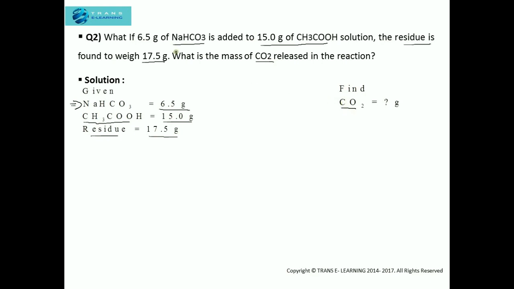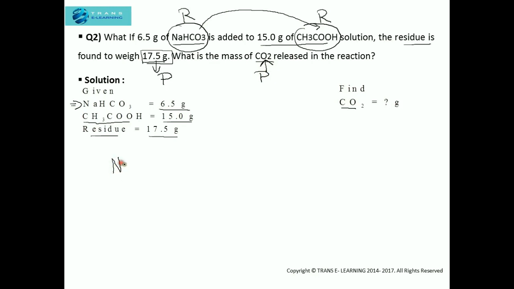So let us read the question again. What if 6.5 gram of sodium bicarbonate is added to 15 gram of acetic acid? We have added the sodium bicarbonate to acetic acid solution, so that means these two are reactants. The residue is found to weigh. This residue is produced as a result of the reaction, so this is a product. And what mass of carbon dioxide is released? So that means carbon dioxide is also the result of the reaction between the reactants, so this is also a product. So now it's easy for us to write the equation.